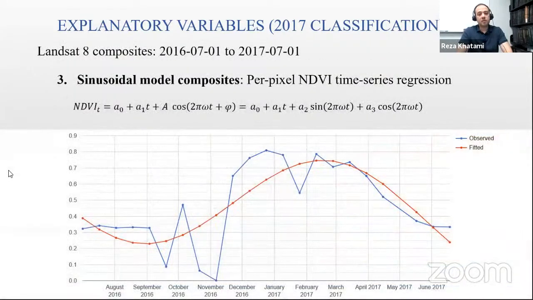For the third composite, we used a sinusoidal model fitted to the NDVI time series of each pixel. So we took the NDVI time series of each pixel and fitted a model with 4 terms, including a constant, a linear term, a sine term, and a cosine term. And after fitting the model for each pixel, we used the 4 coefficients of the model as additional explanatory variables for the classifications.